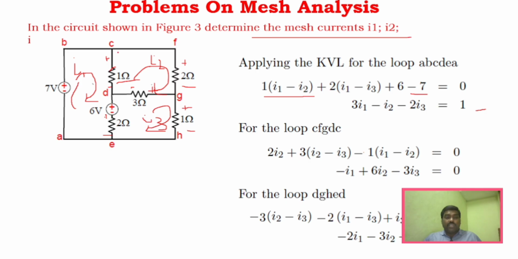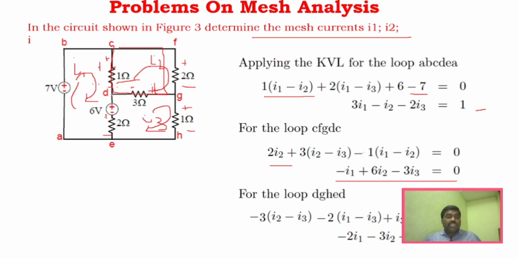Similarly, consider this mesh alone. C, F, G, C. This alone. So you will write it as 2 into I2, right? Whereas for 3 here, it is I2 minus I3, right? You will consider the plus sign because they are approaching from here. And similarly, here it is minus, right? So it is minus I1 minus I2, right? So you will put the plus and minus. That is what we have already given, right? And then by simplifying, you will apply this expression.